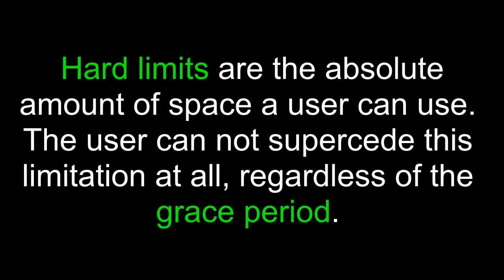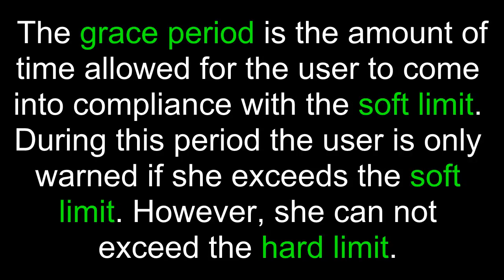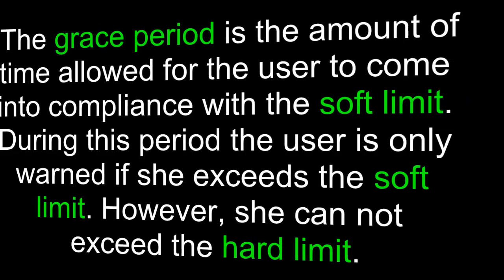Hard limits are the absolute amount of space a user can use. The user cannot supersede this limitation at all, regardless of the grace period. The grace period is the amount of time allowed for the user to come into compliance with the soft limit. During this period, the user is only warned if she exceeds the soft limit. However, she cannot exceed the hard limit.